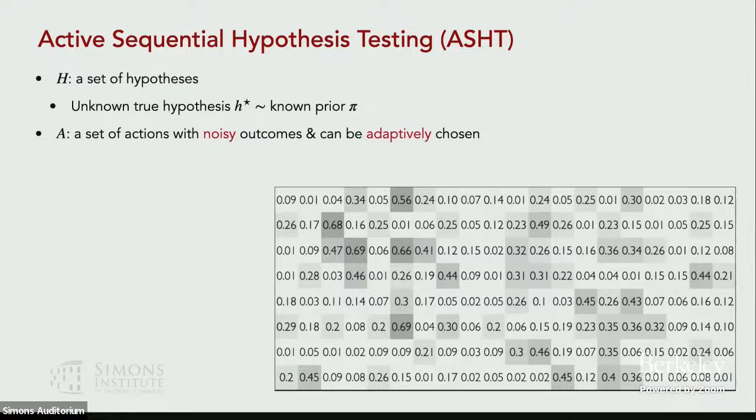Once I perform an action, I'm going to observe an outcome that's generated according to the true hypothesis. Here the outcome is 0 or 1, but it's not deterministic. With certain probability, I'm going to see a mutation, that's 1, and with certain probability, I'm going to see no mutation, 0. So what are the entries of this table? This binary outcome distribution is simply a Bernoulli random variable with a mean, and the mean is specified by the entry of this table. So under the ASHT problem, in addition to the set of hypotheses and the set of actions, we also know the outcome distributions for each action and hypothesis pair. That is given.